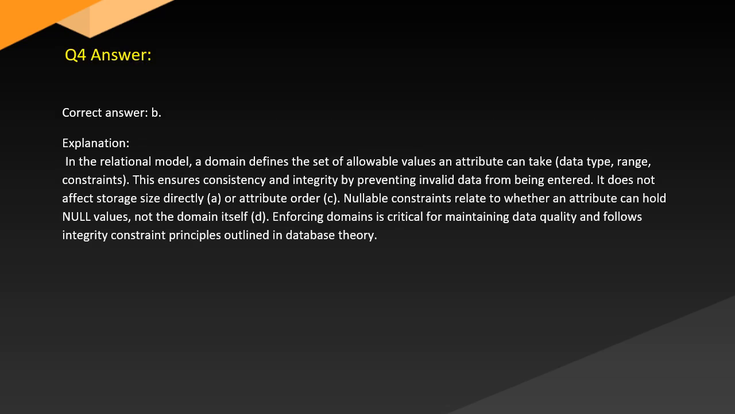Answer. Correct answer: B. Explanation. In the relational model, the domain defines the set of allowable values an attribute can take: data type, range, constraints. This ensures consistency and integrity by preventing invalid data from being entered.